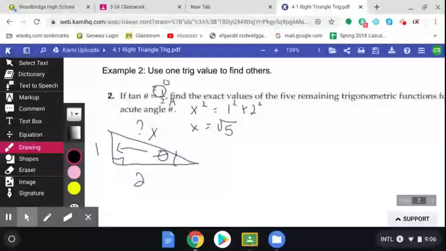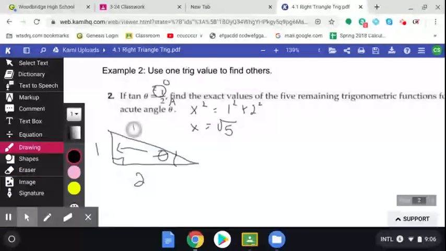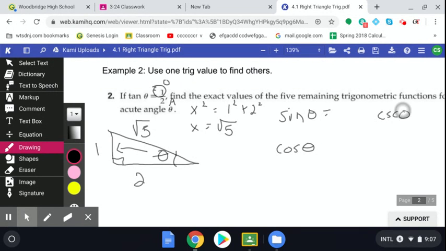So now I can go on and say that this side here, the hypotenuse, is square root of 5. And now I can write all the other 5 remaining trig functions. So I am going to write here, I already have tangent, so sine theta, cosine theta. And then I'm going to do cosecant theta, and secant theta, and cotangent theta, because I already have tangent theta.